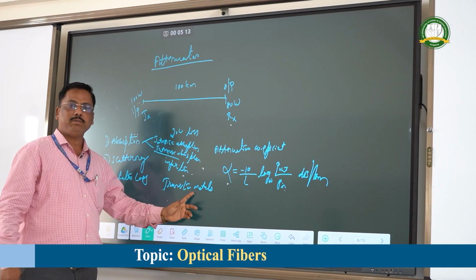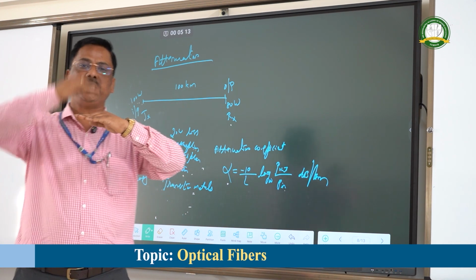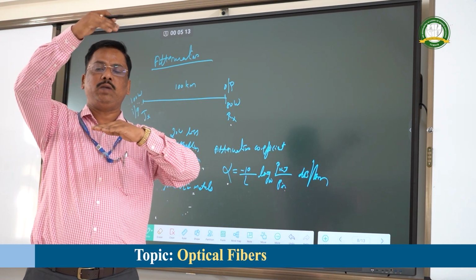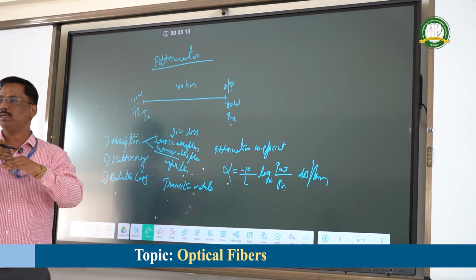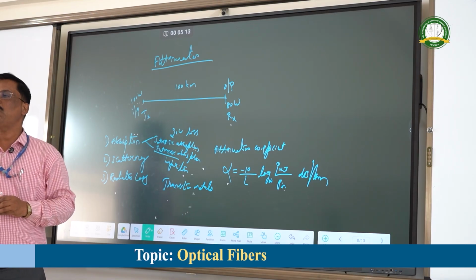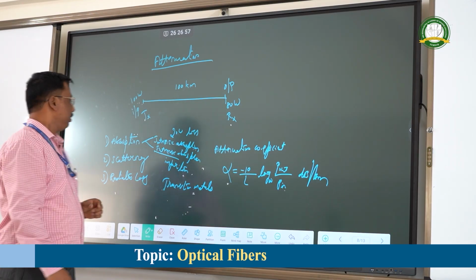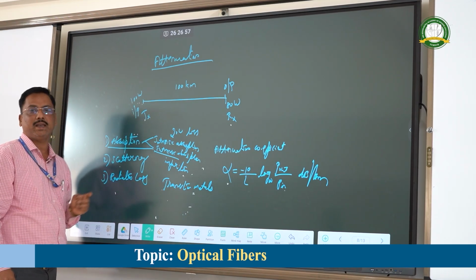When these transition metals absorb the light, they go from the ground state to an excited state. They stay there for a period of time, then come back to the lower energy state by emitting photons. Those photons are unwanted ones. So this is called absorption. Next one is called scattering.